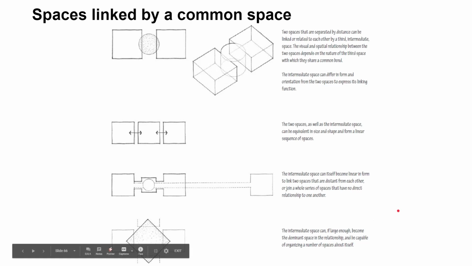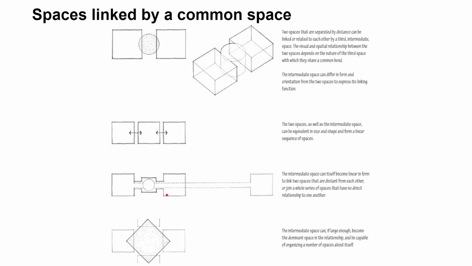The intermediate space can itself become linear in form to link two spaces that are distant from each other, or join a whole series of spaces that have no direct relationship to one another. So this can be in the form of a bridge or a passageway.